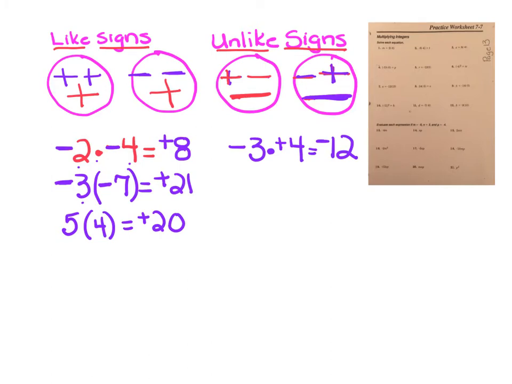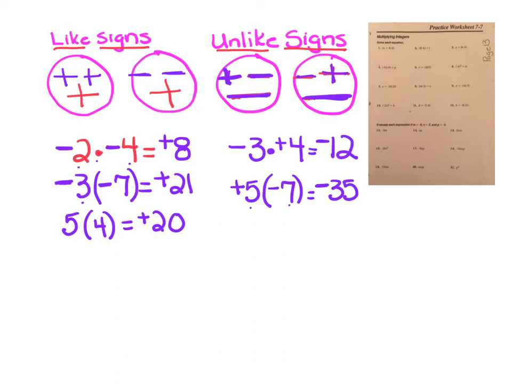What happens if the positive comes first, such as a positive 5 times a negative 7? Well, once again, we have different signs. A positive times a negative gives us a negative result. The signs are different. We get a negative 5 times 7 is 35.